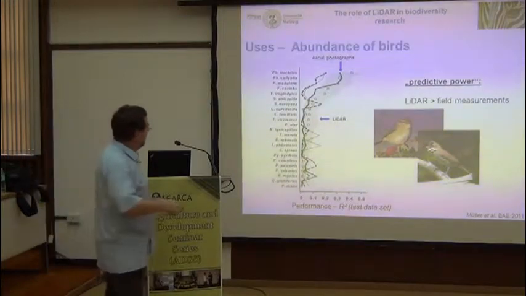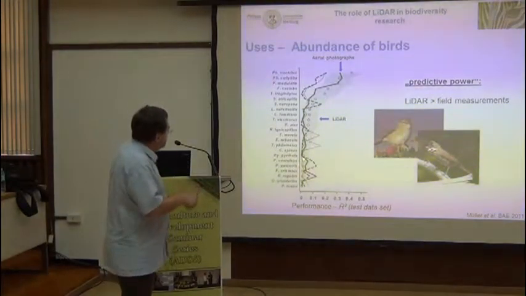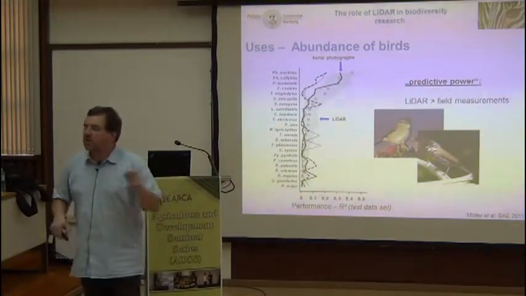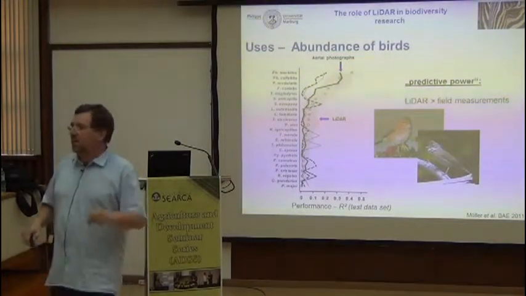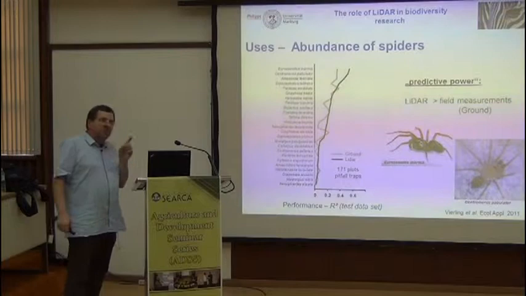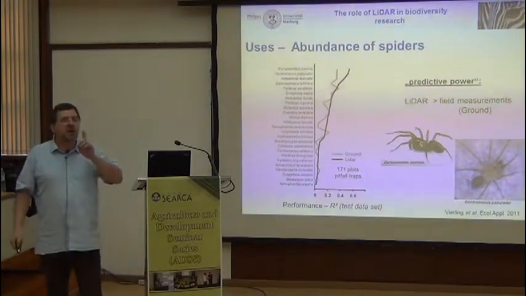And at the end of the talk, from the biology point of view, it would be very interesting to understand why this is so, and to predict why some species are not predicted. To predict the predictability, that would be a nice thing. And to show you that the pattern is almost the same for insects.